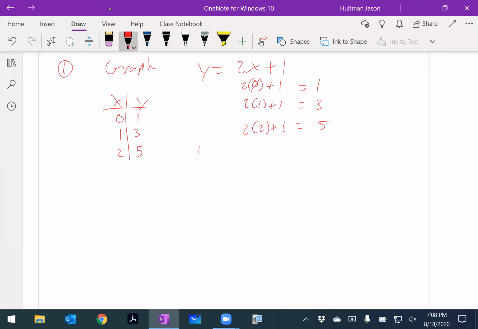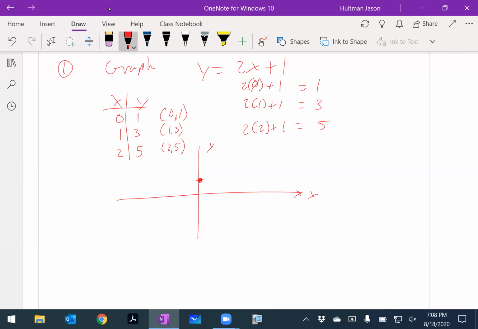So let's go ahead and graph this line. We want to be at 0, 1. That's 0 in the x direction, 1 in the y direction, so over 0, up 1, and that's going to be right there. This is the point 0, 1, then 1, 3, and 2, 5.